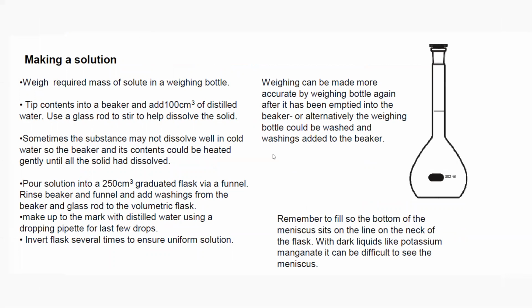Then, making a solution: how we can prepare a stock solution. You have to learn the process. For example, if I have 2 grams of sodium chloride, how can I make a standard solution of sodium chloride? We have the solid sodium chloride, but we want to make an aqueous solution. So we weigh the required mass of the solute, in this example 2 grams. Then tip the contents into a beaker and add 100 cm cube of distilled water and dissolve.